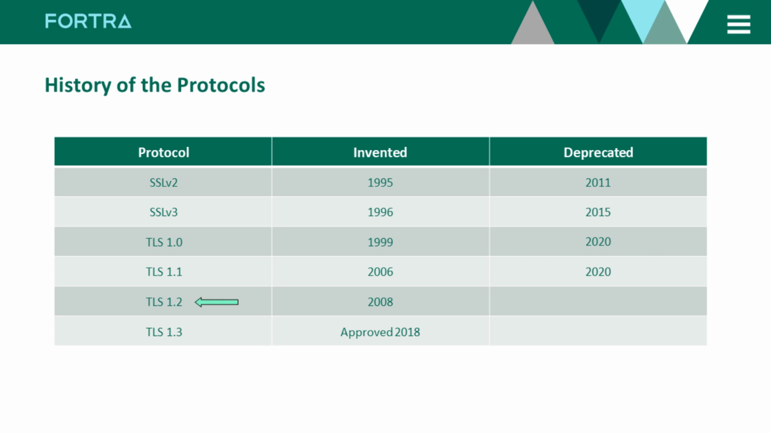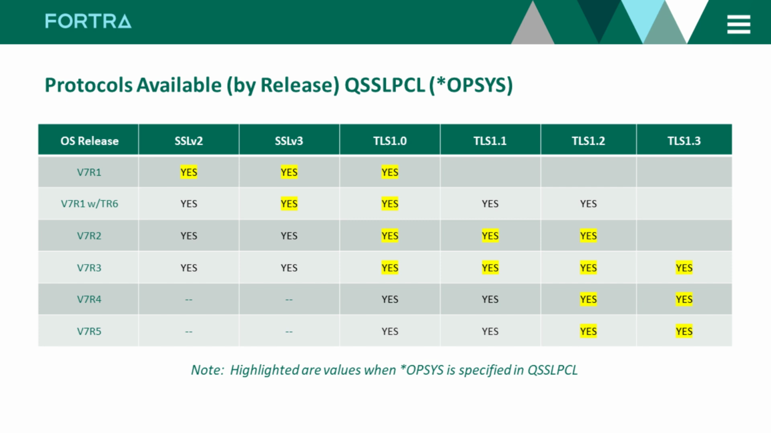TLS 1.3 is becoming more pervasive and popular in configurations, especially in web environments, because of the speed factor. So here are the protocols that are supported by release, and in the SSL PCL value, there's a special value *OPSIS, and the values that are in yellow here are the protocols that are populated in QSSL PCL when you choose OPSIS. And you'll notice in V7R4 and V7R5 that there are no longer any weak protocols being specified in that system value.